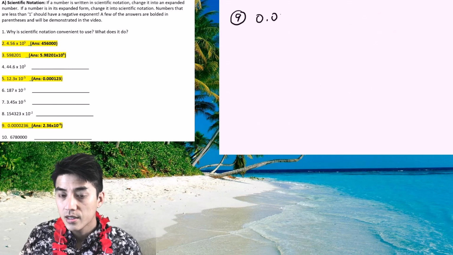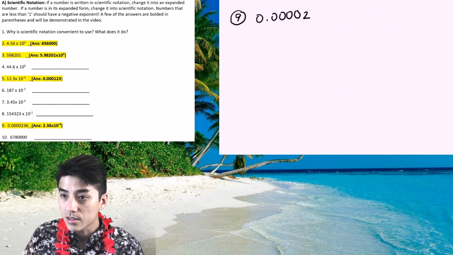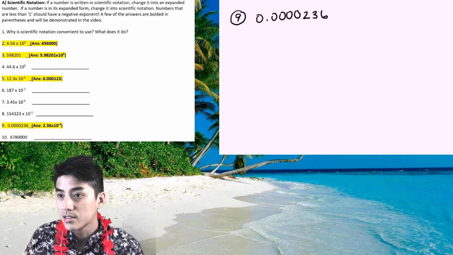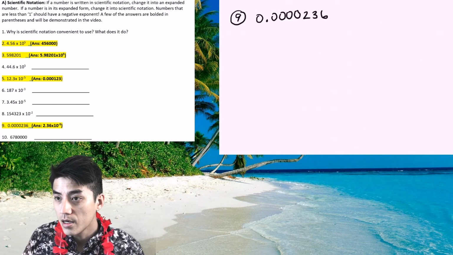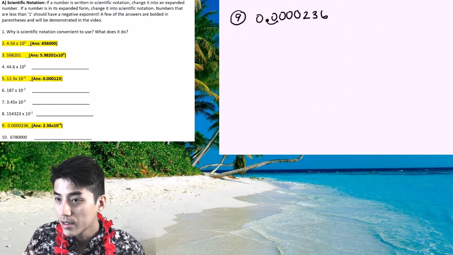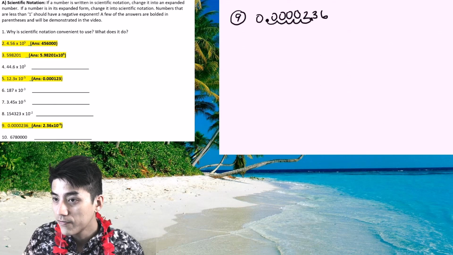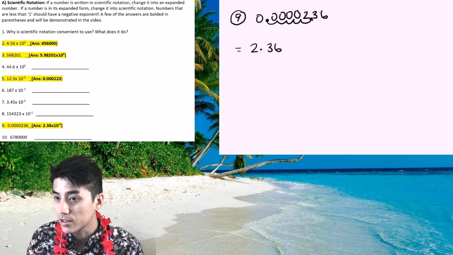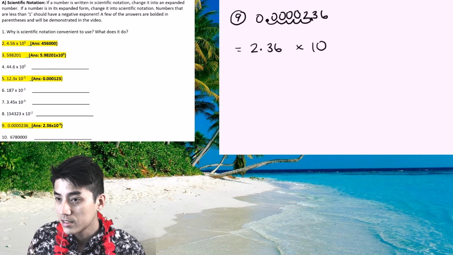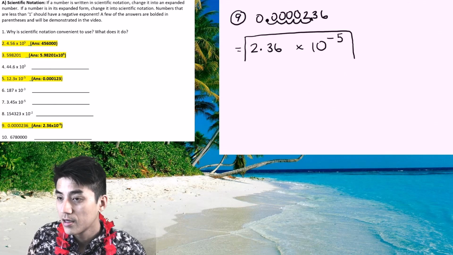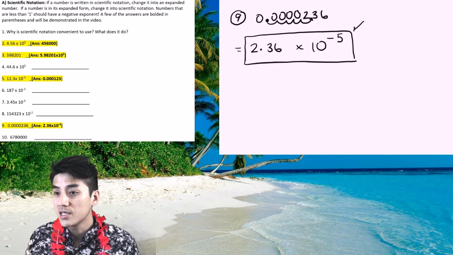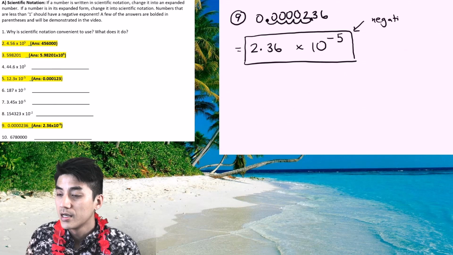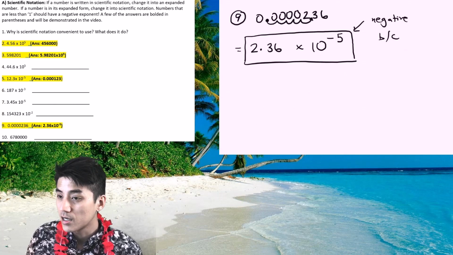In number 9, we're going to start with a really small number, 0.0000236. Now because this number is less than 1, we're going to move this decimal to the right, and it looks like we're going to move it to the right 5 times. Remember you always stop to the immediate right of the first integer. So this is 2.36 times 10. Because we moved it to the right 5 spots, it's going to be to the negative 5th. Remember it's negative 5 for the exponent because it's a number that's less than 1. It doesn't mean the number is negative, it just means the number is less than 1.